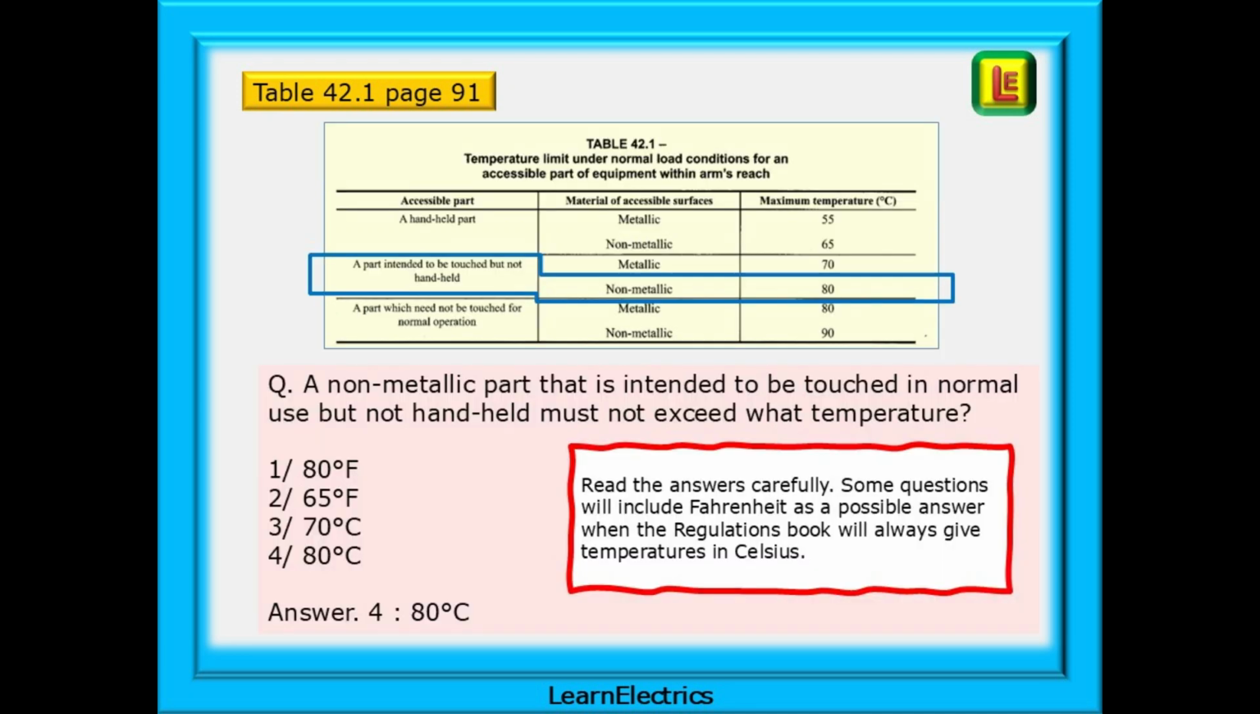Let's answer this question. A non-metallic part that is intended to be touched in normal use but not handheld must not exceed what temperature? And 4 choices as you will find in an exam. Read the answers carefully. Some questions will include Fahrenheit as a possible answer when the regulations book will always give temperatures in Celsius. Exam setters will often do this to see if you are paying attention. The answer is 80 degrees Celsius, answer choice number 4.